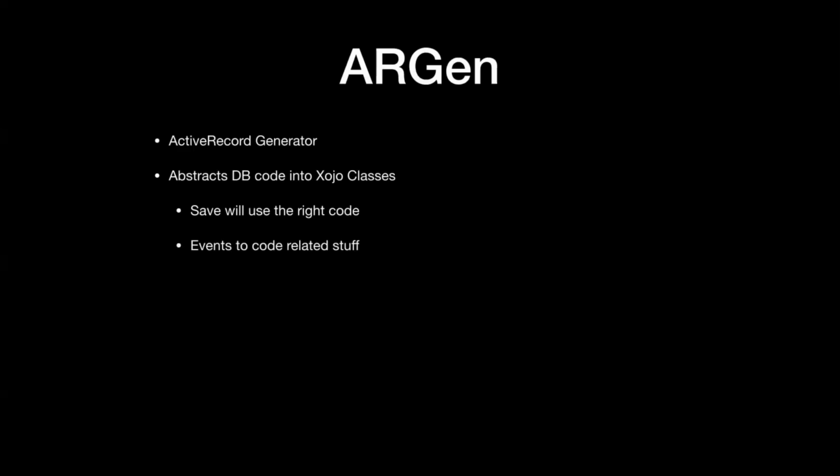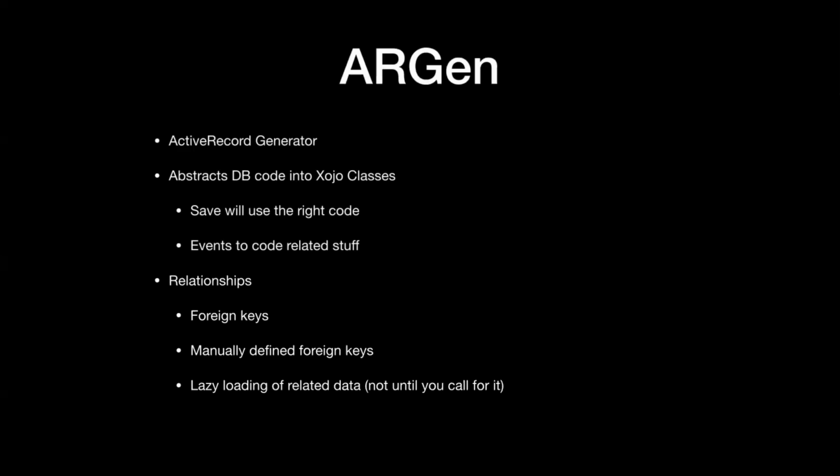The other thing we have is events to do code-related stuff. What I mean by that is, say you've got an invoice, and you implement the event after save. Your invoice line items are an array on that object, and you would loop through that array and just do save for all the line items in there. So that becomes really nice because everything tends to be in one spot.